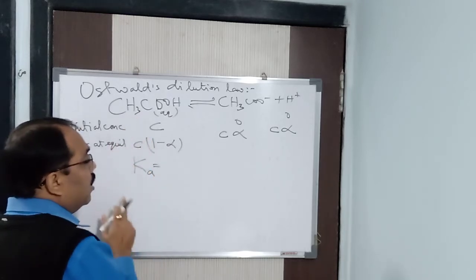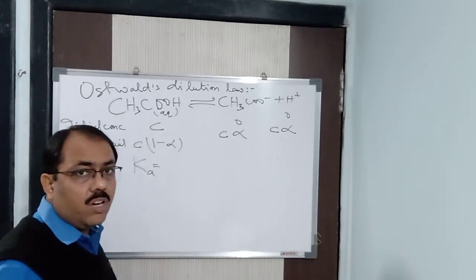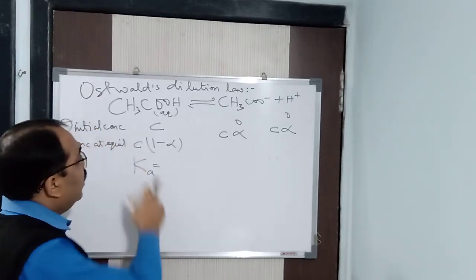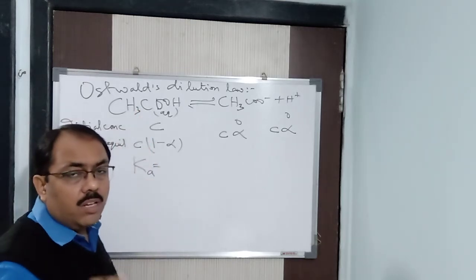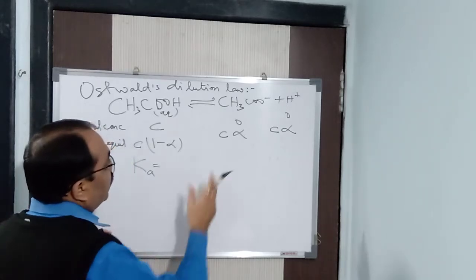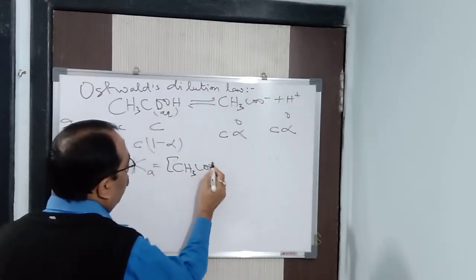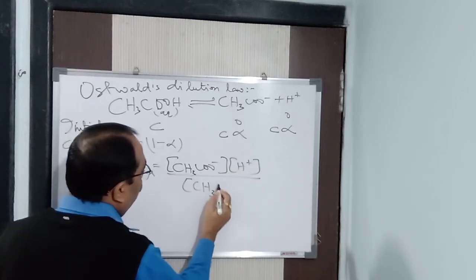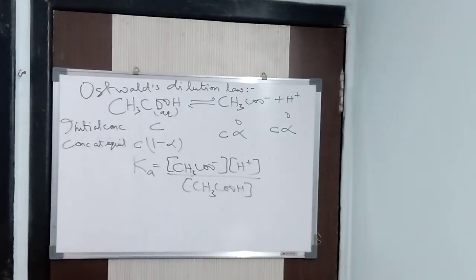Suppose here I had taken ammonium hydroxide. I would have written Kb, because ammonium hydroxide is a base. So understand it: Ka stands for acid dissociation constant, and Kb stands for base dissociation constant. So Ka is the concentration of the products by the concentration of the reactant, that is CH3COO minus into H plus by CH3COOH.